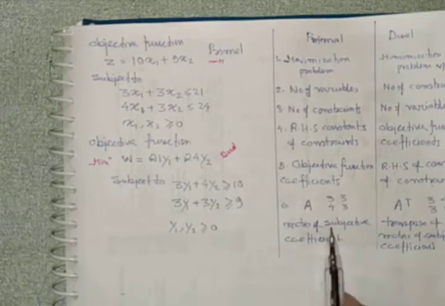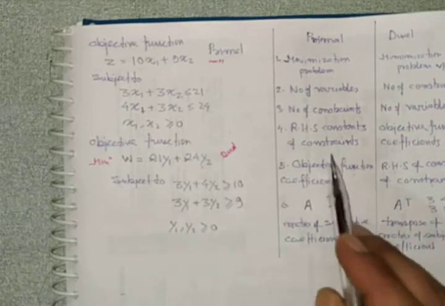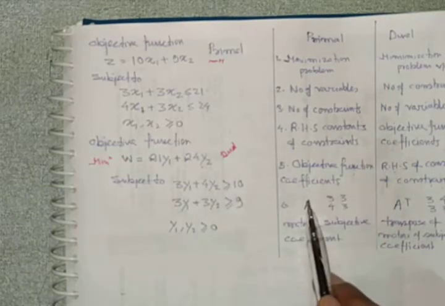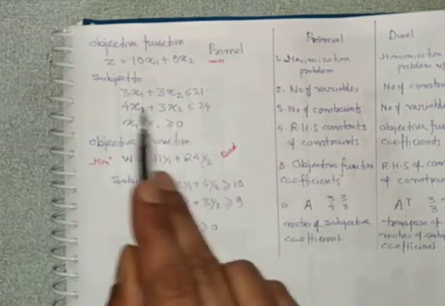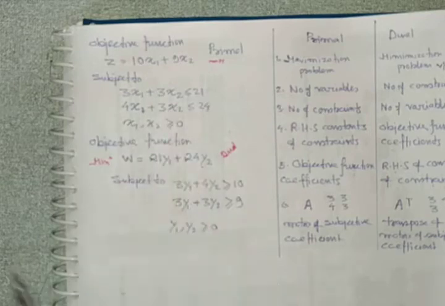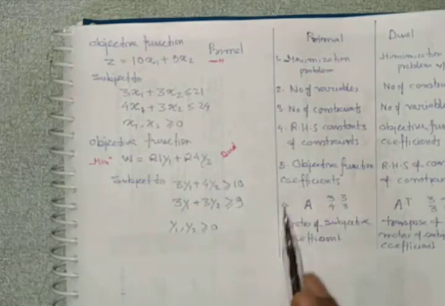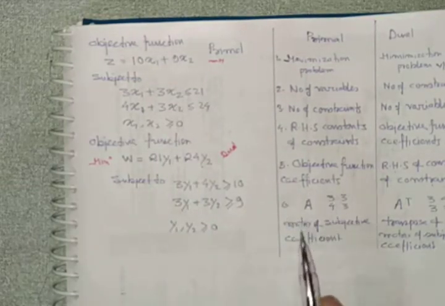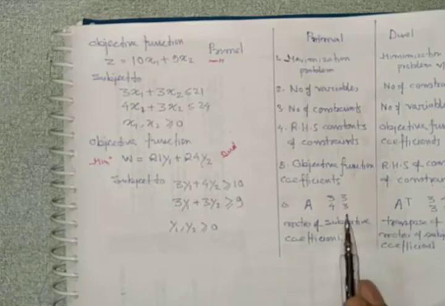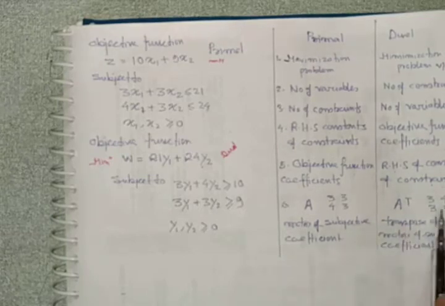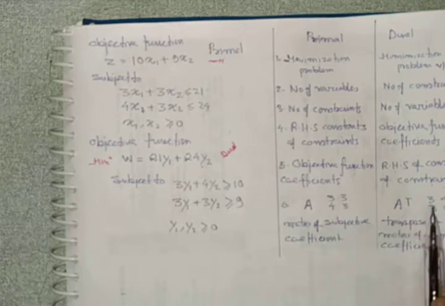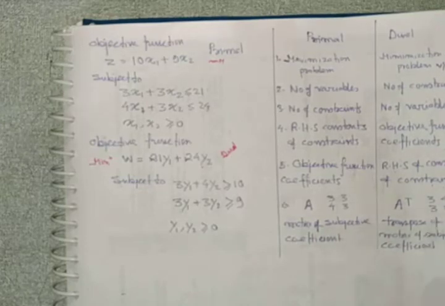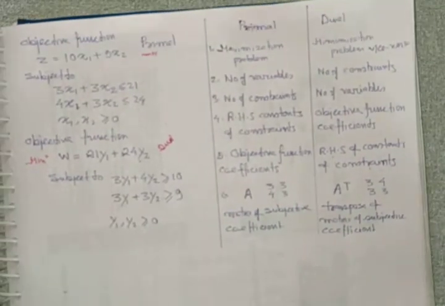And regarding the matrix, the matrix of the coefficients of the constraints, 3, 3, 4, 3, is for the primal. And for the dual, it is the transpose of that matrix, that is 3, 4, 3, 3. This is the transpose of that matrix.